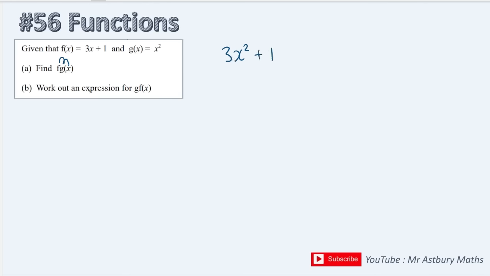And now work out an expression for g of f of x. So I take x and I put it into f, which gives me 3x plus 1. And then I take that as my new input and put it into g, which means I write out g, but I replace the x with 3x plus 1. So it becomes 3x plus 1 squared.